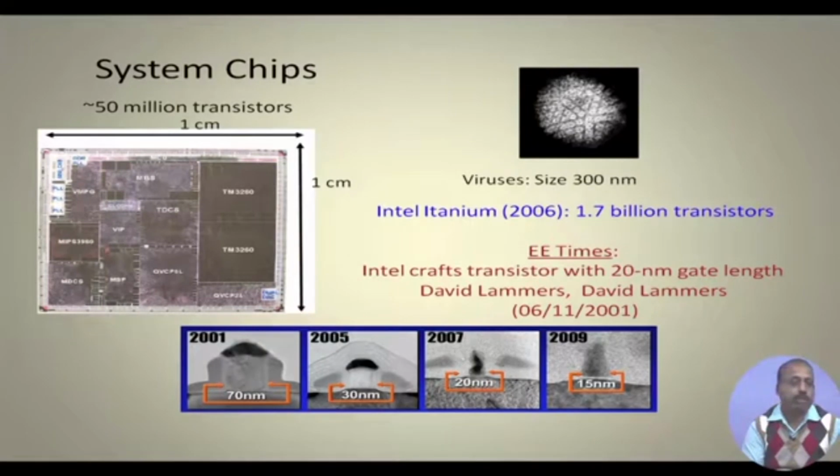So, the possibility of failure is very large, and this shows how transistors have advanced with technology. In 2001 the gate length was about 70 nanometer, then 2005 it came down to 30 nanometer, then 2007 20 nanometer, and 2009 15 nanometer. So, the gate length is reducing, and that makes it more susceptible to many faults. Intel has crafted a transistor with 20 nanometer gate length.